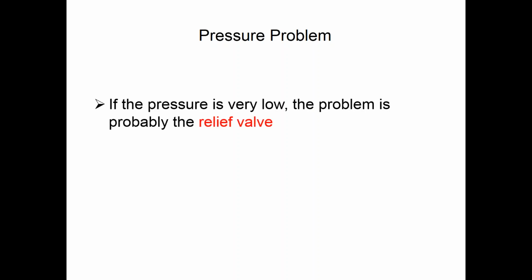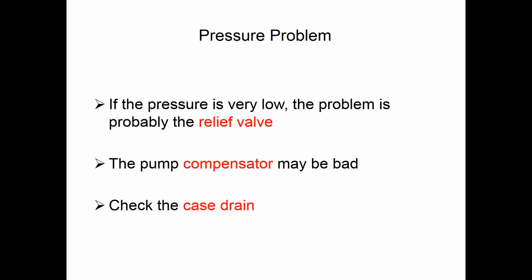All right, let's say we have a pressure problem. If we have a pressure problem, if it's very low, it's probably going to be the relief valve. That's going to be the most common cause. Usually the relief valve will get stuck open or partway open, and that will cause us to have a pressure problem, but very, very seldom will it be the pump. Compensator might be bad, like we talked about before, but it's probably not going to be the pump causing a pressure problem. And if you just want to be sure, check your case flow.